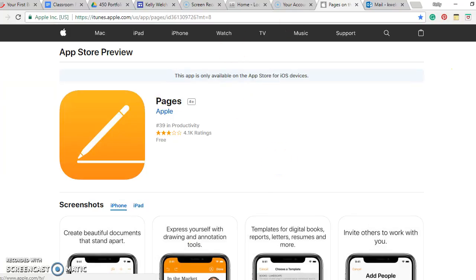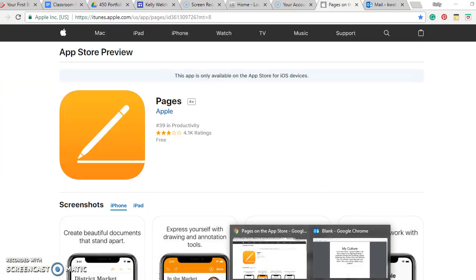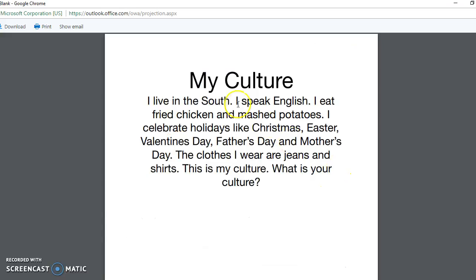So this is one example, and it's actually what we did in the classroom. We did a cultures unit. So students did my culture. They made it big, the my culture part big, and then they made the paragraph smaller below.